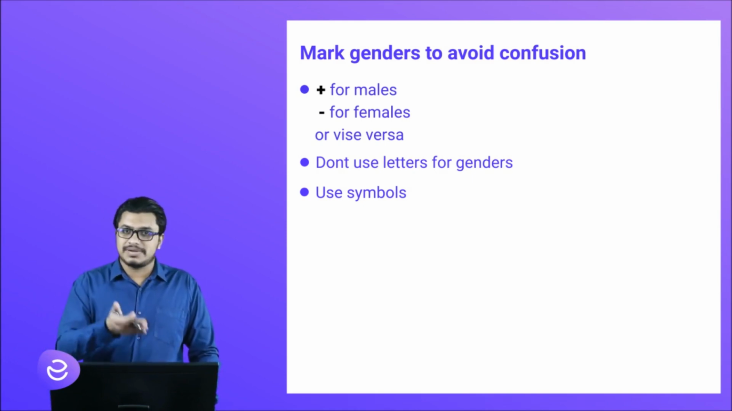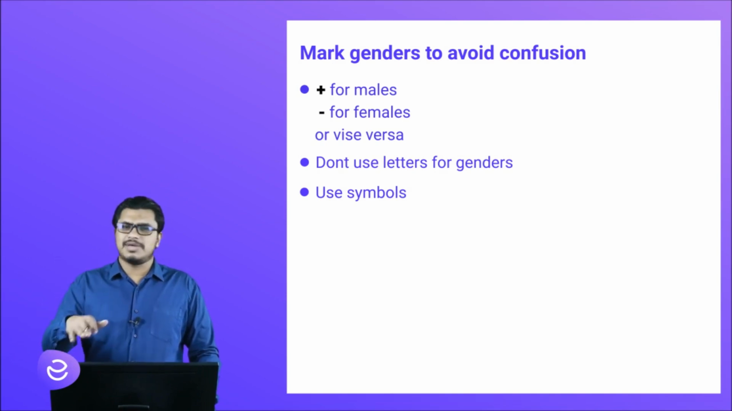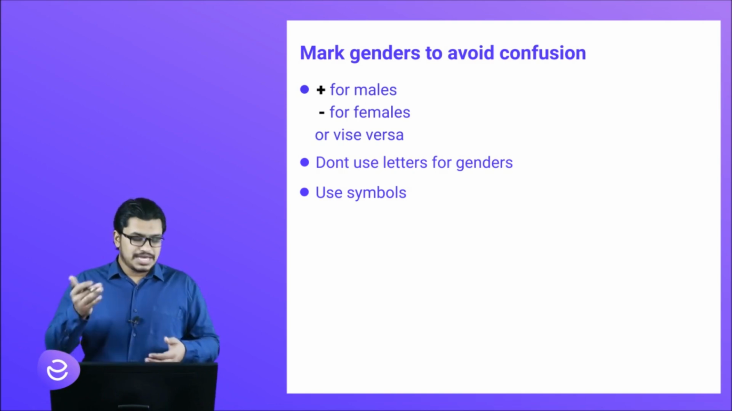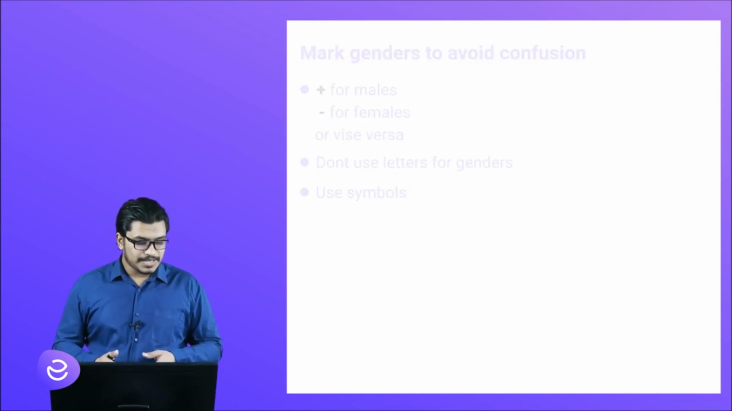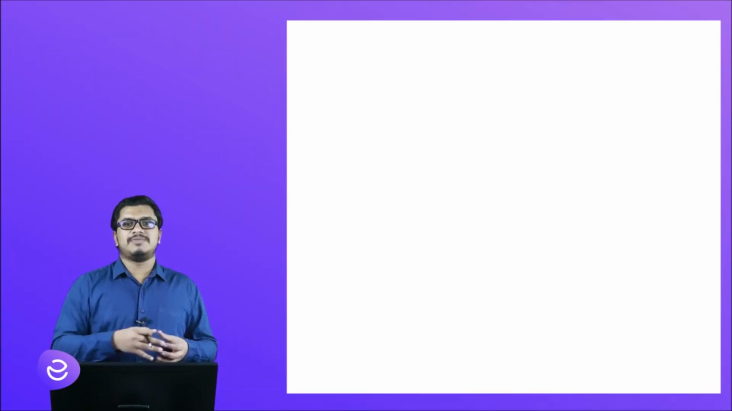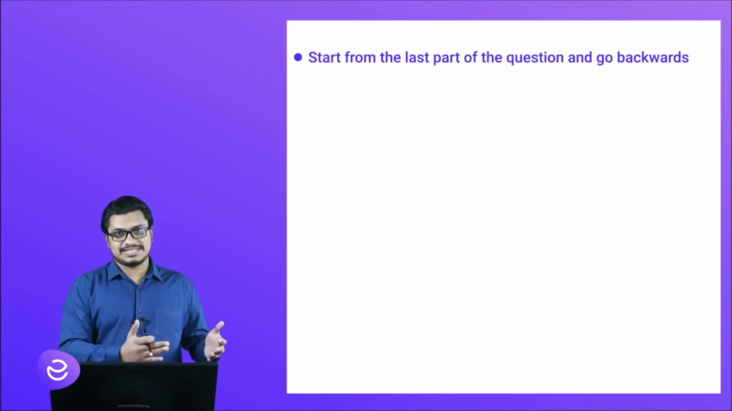If you want, you can use plus and minus for male and female, minus for male and plus for female, or any other symbols like that, but try to use symbols itself instead of letters or numbers. Then one of the most important things while dealing with a question of blood relation is that you'll always have to start from the back side of the question.